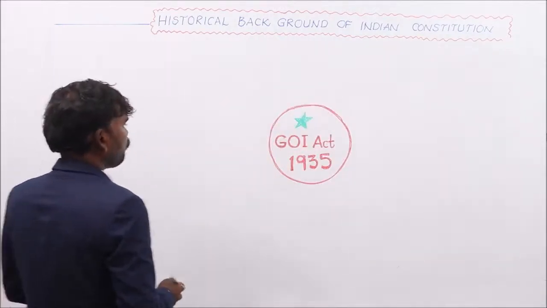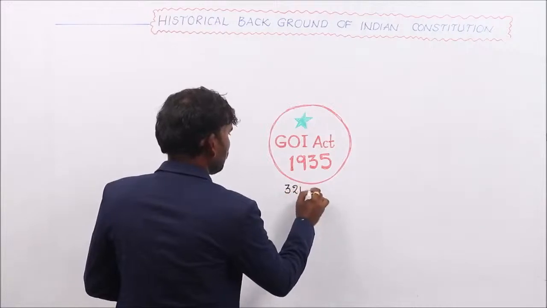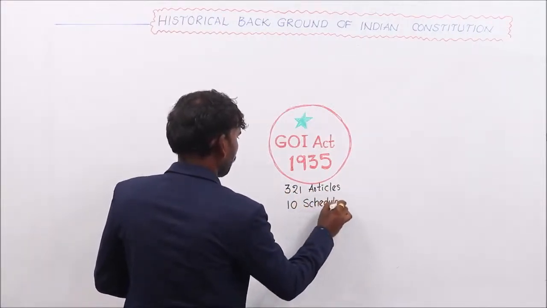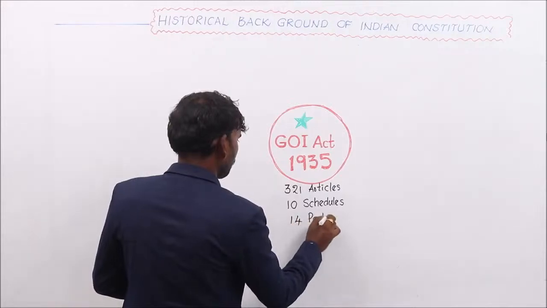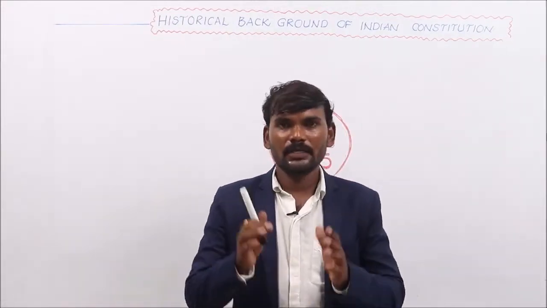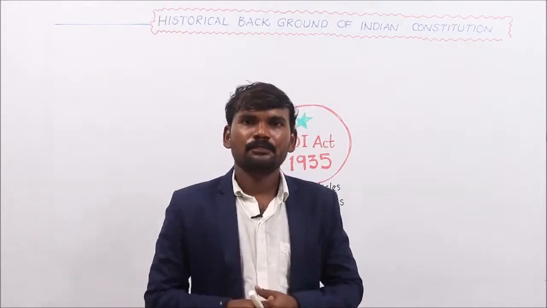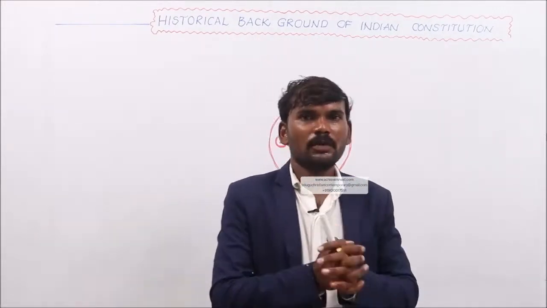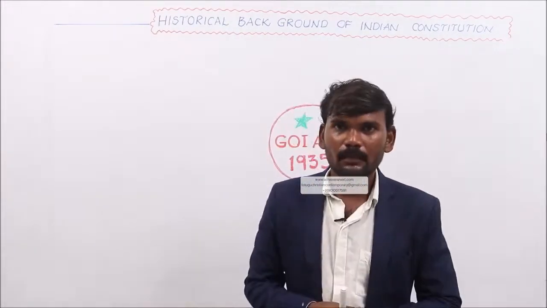The Government of India Act 1935 consists of 321 articles, 10 schedules and 14 parts. Hence, it is known as the lengthiest act enacted by the British Parliament. And it was the act which promised Indians a responsible government. Previously, the 1858 Government of India Act also promised Indians a responsible governance. But this is the second milestone act which paved the way to the complete federal system.